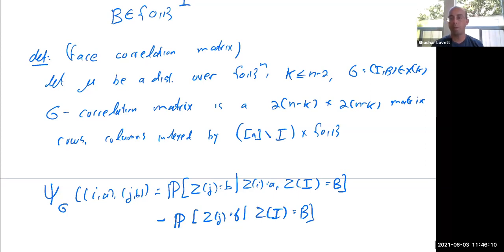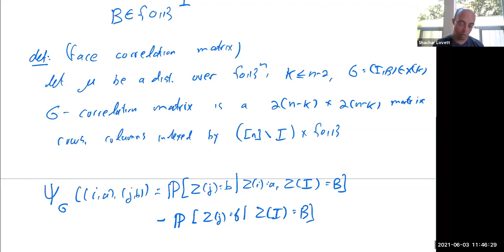So it's exactly the same as before, except that if you look at it from the complex viewpoint, we're now in the subcomplex, which is the face of sigma. So this is exactly the same as the global correlation matrix for the distribution on the face of sigma.